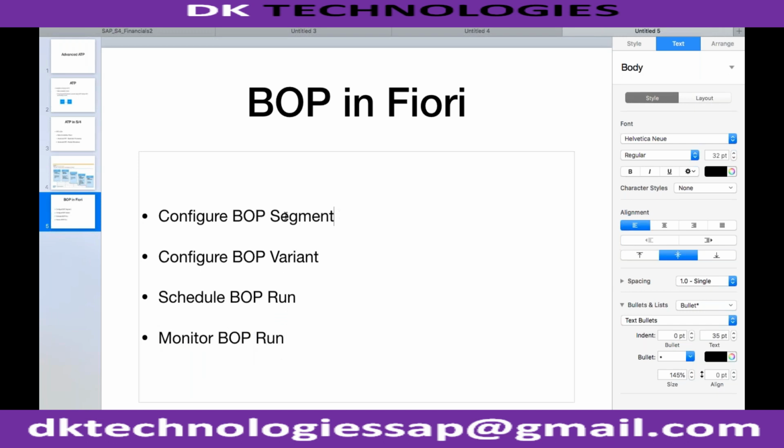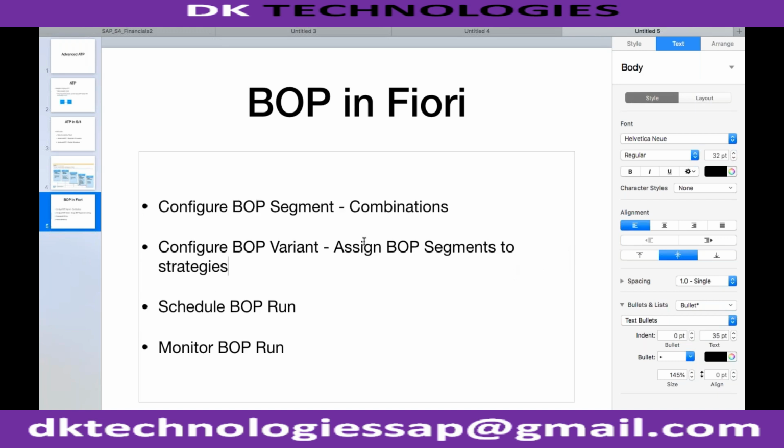In the configure BOP segment, you create the combinations. Whatever combinations based on customer, based on delivery priority, whatever combinations you want. In variant, you assign the combinations you created. So assign the BOP segments to strategies. What are strategies? Which of these segments would be assigned to win strategy? Which of the segments would be assigned to lose strategy? That is something you do in the configure BOP variant.